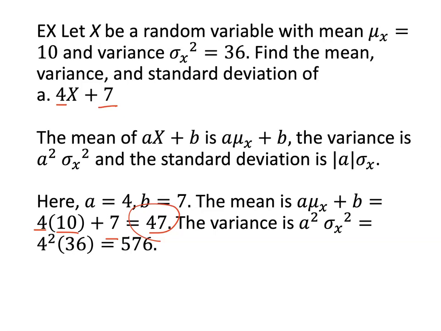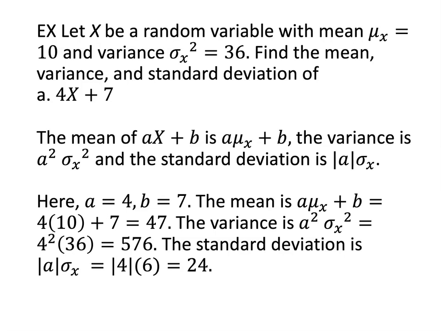The variance is going to be a squared sigma sub x squared. In other words, it's 4 squared times the variance, which is 36. Notice that the symbol for the variance is sigma squared. So we don't need to square anything to get this. It's already been, quote, squared. So our variance is 36. So we don't want 36 squared here. We just want 36. And so our answer for the variance is going to be 576, 16 times 36.